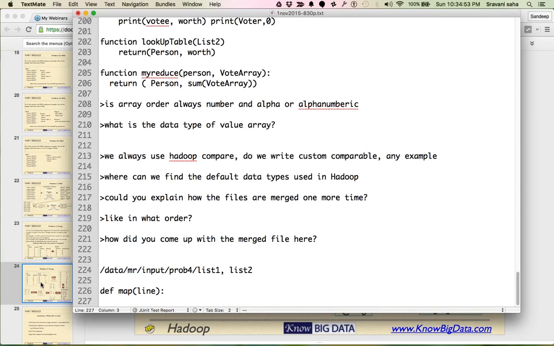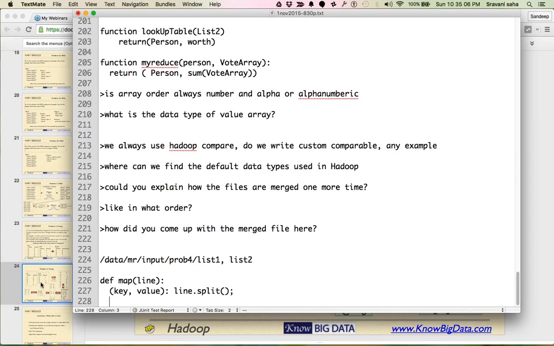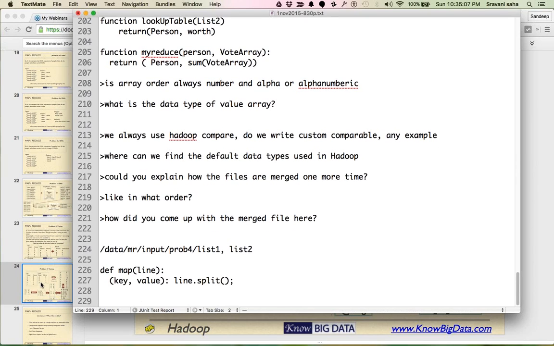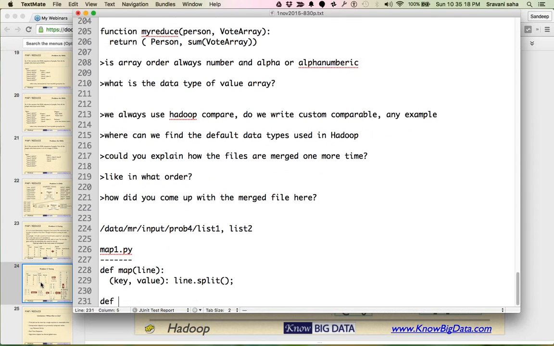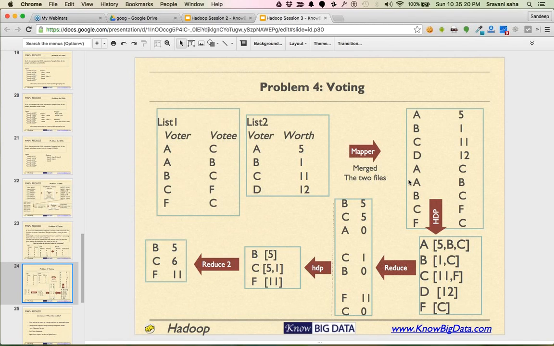Here I'm saying define my function called map. Then I say key comma value, and I say line dot split. That's all I got. That's a map. And let's call it map1.py. This is my map1.py.